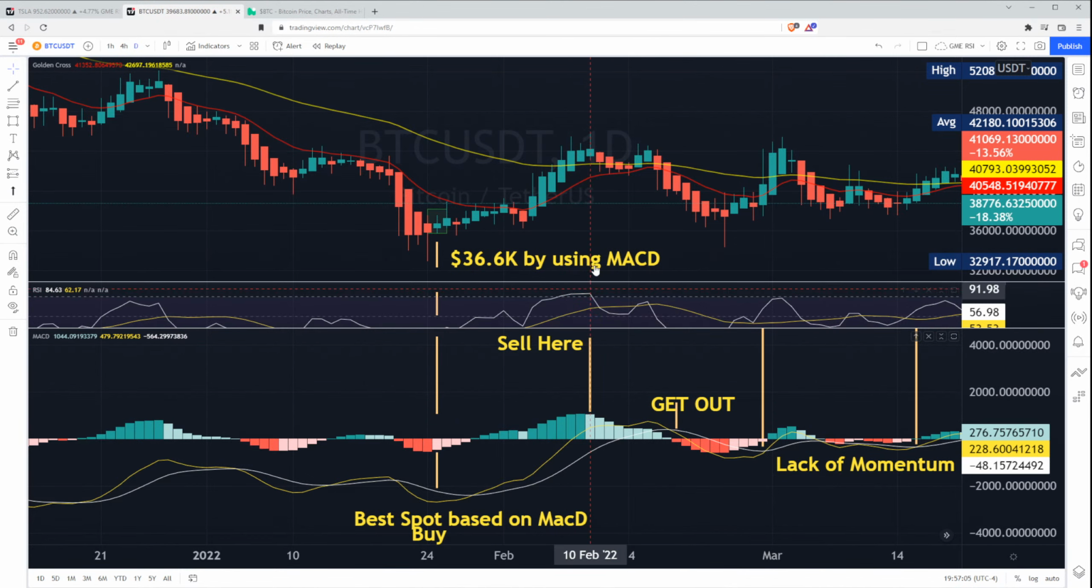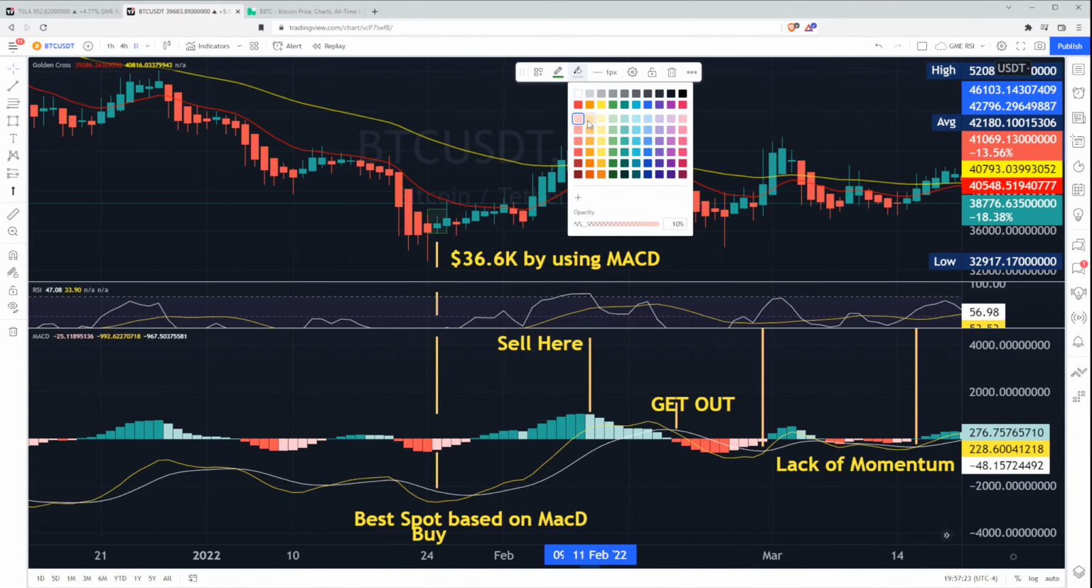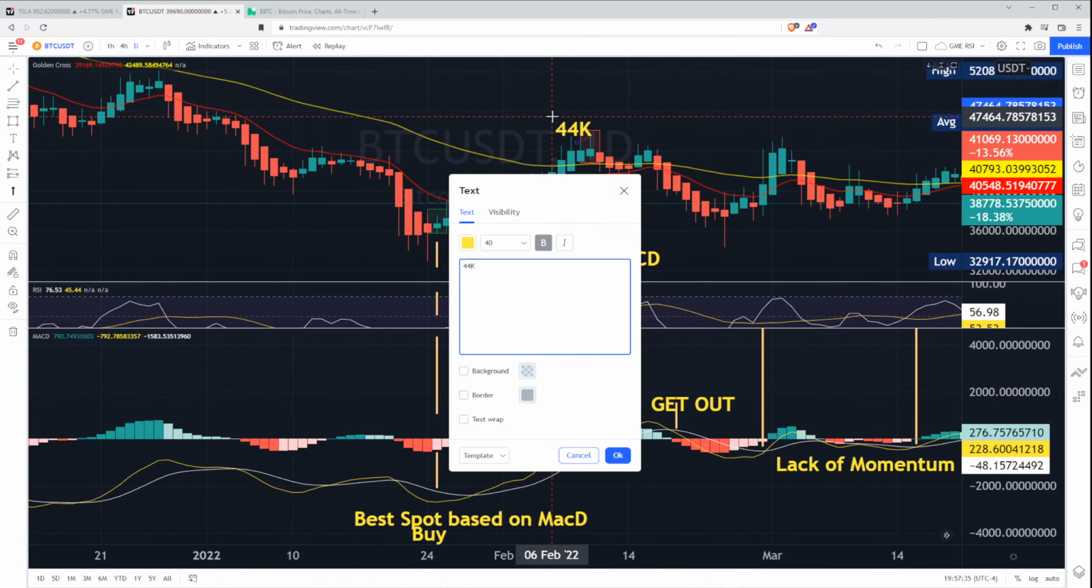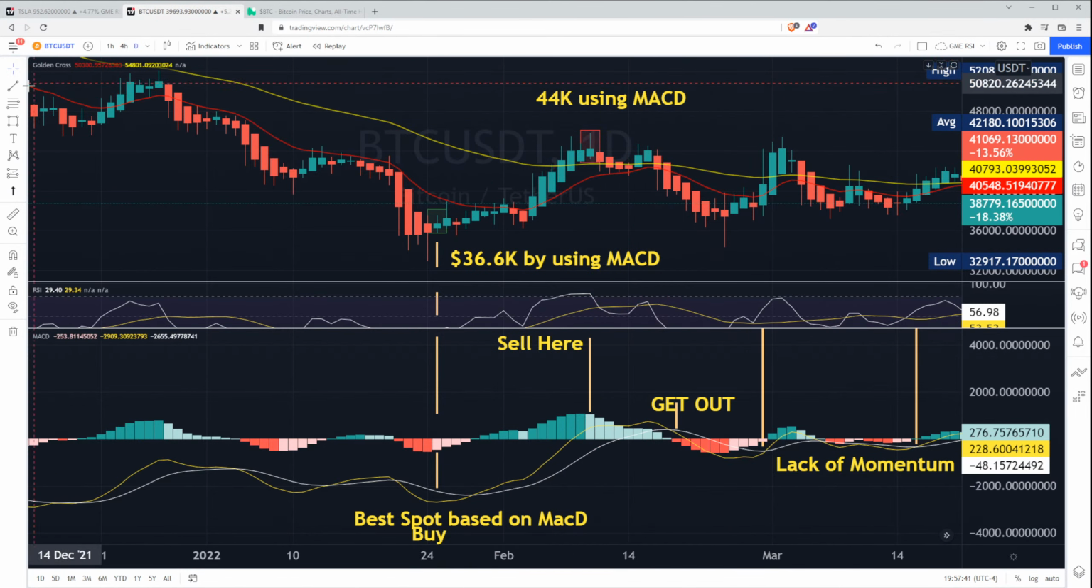On the 10th of February. This is daily swing trading, by the way. It's going to be a lot better than in and out of trades if you're new. So when you're getting out, let's draw the block up here. And this is a big candle. It's a big wick as well. Let's actually make this very red so people know this is the selling one. And your average price you would have sold at 44K. So you would have sold it for around 44K using the MACD, and you would have bought your Bitcoin around 36.6K.